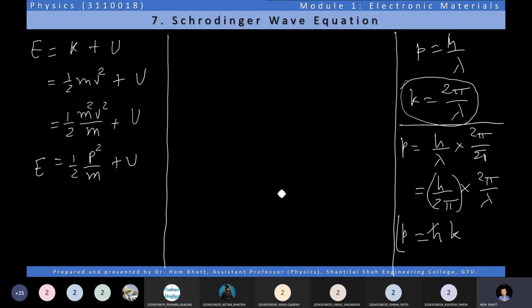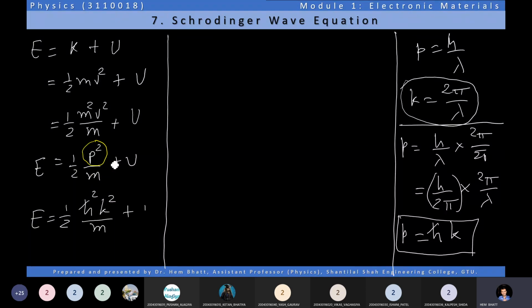So this is what I can substitute in place of p square in my equation of energy. And then we get E is equal to half h cut square k square by m plus U. This is our equation 1. Write down equation 1 in your notebook.